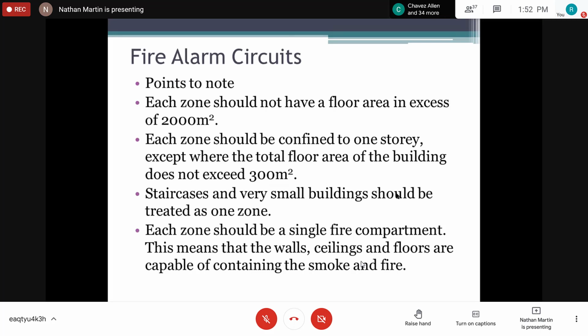Points to note about fire alarm circuit. Each zone should not have a floor area in excess of 2,000 meters squared. Each zone should be confined to one story, meaning if it's a multi-story building, every floor should be considered a zone of protection, right? Except where the total floor area of the building does not exceed 300 meters. Staircases and very small buildings should be treated as one zone.